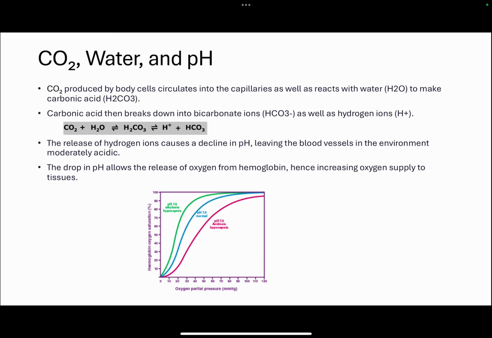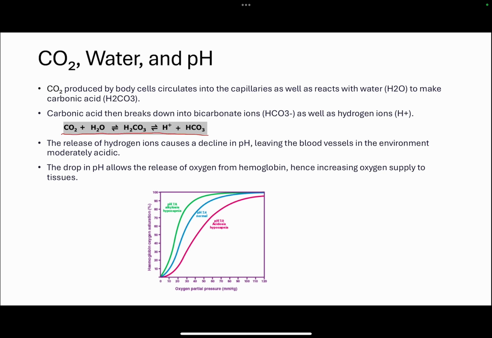Now I'm going to be talking about carbon dioxide and water and how it affects the pH of capillaries. Carbon dioxide is produced by body cells and it circulates into the capillaries as well as reacts with water to make carbonic acid. This carbonic acid then breaks down into bicarbonate ions as well as H plus ions, or hydrogen ions, according to the equation that is listed below.